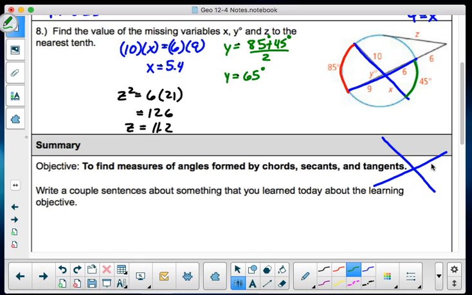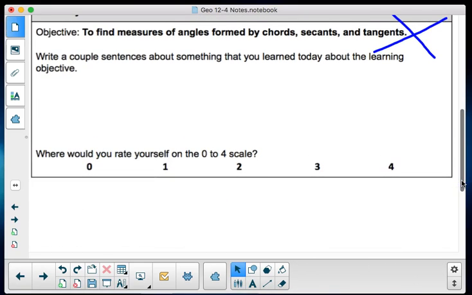Now we've gone through the information for 12.4 in its entirety, part 1 and part 2, depending how it's broken down. Make sure you look at the summary and the objective: define measures of angles formed by chords, secants, and tangents. Write a couple sentences about something that you learned today about the learning objective and rate yourself from 0 to 4.